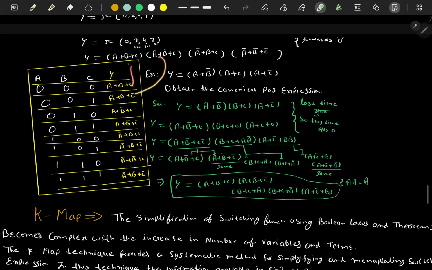A plus B plus C, A plus B plus C bar, A plus B plus A bar B plus C, like this.